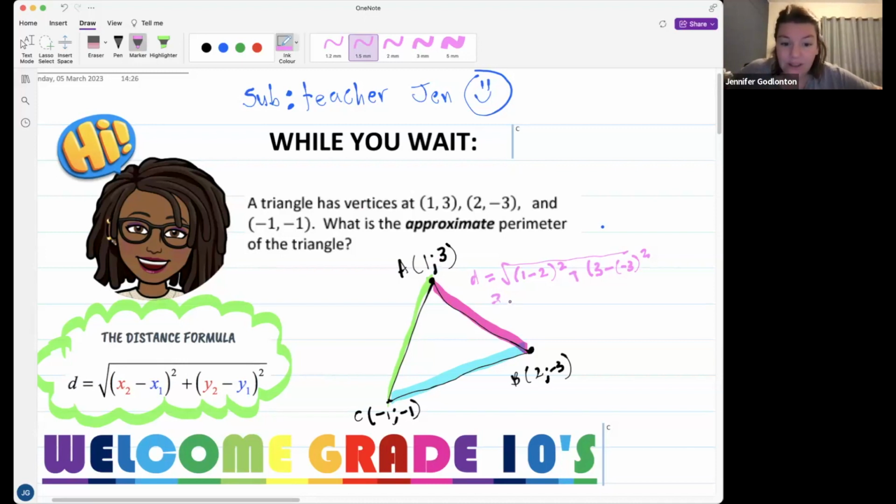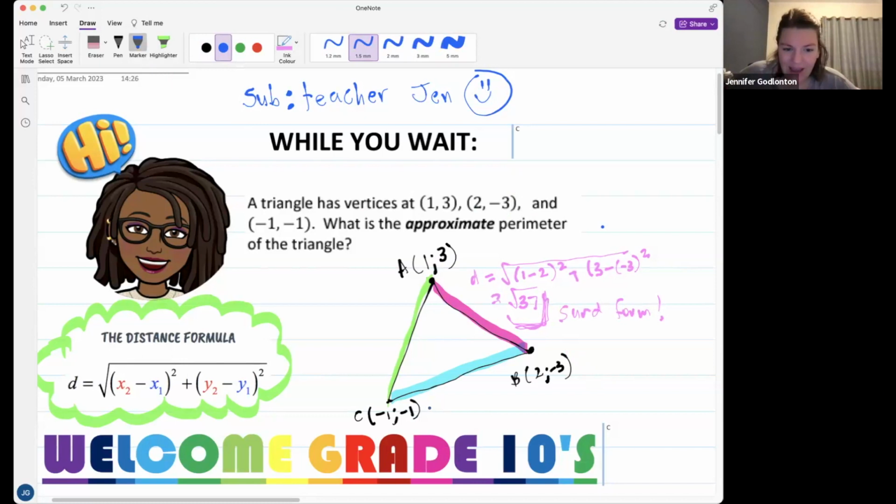Okay. So this pink distance is root 37. What do we call it when we leave our answer in a root form like this? What form is it in? Surd form. Yes, well done. Good job.